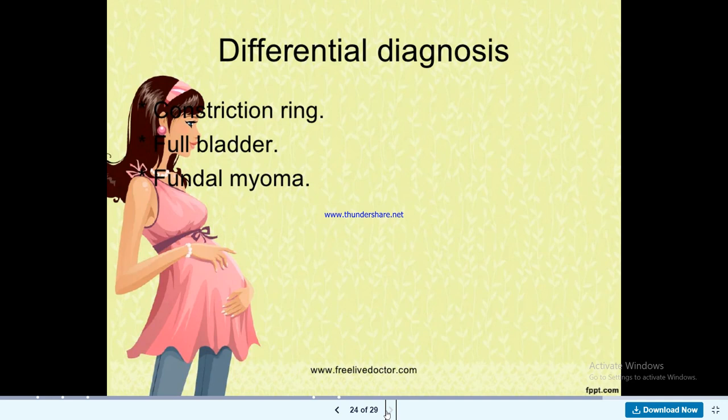Differential diagnosis: constriction ring, full bladder, fundal myoma. Fibroid on the fundus of the uterus, it also seems to be like this if you palpate on the abdomen.